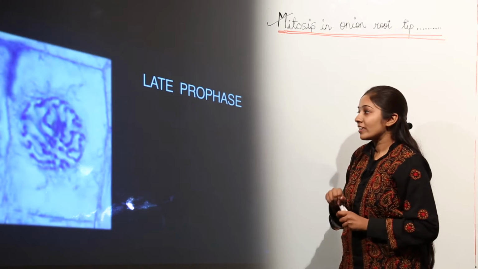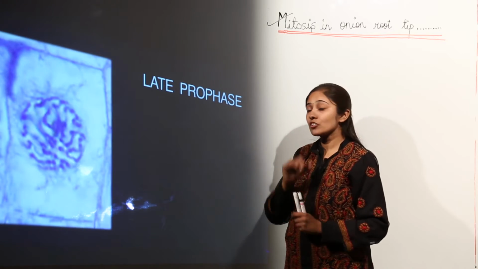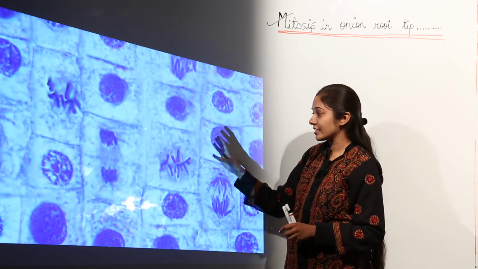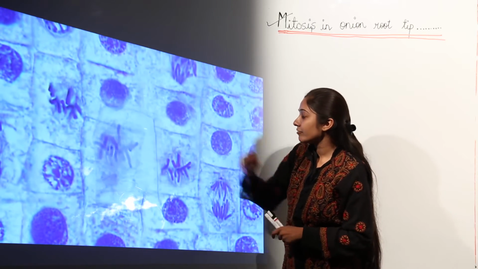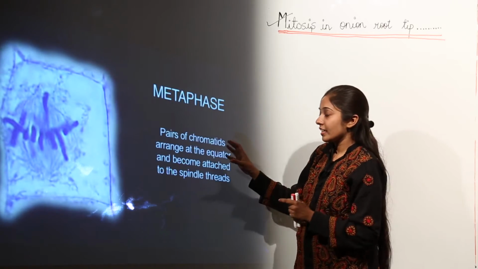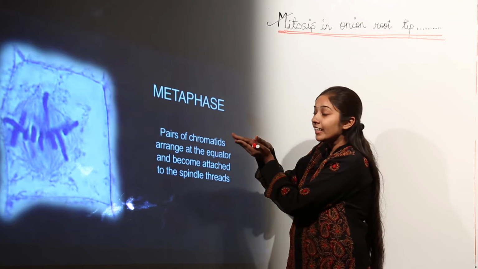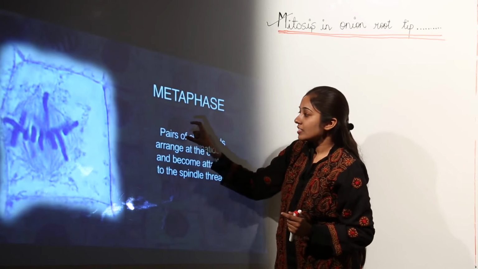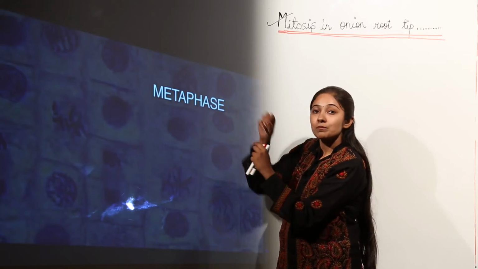And after the prophase stage, which is the next stage in mitosis? Can you guess? Yes, that is the metaphase stage, and we will pick this cell for metaphase. You can see what happens during metaphase: the chromatids come to arrange at the equator, the central axis of the cell. Now see, they are held by spindle fibers.